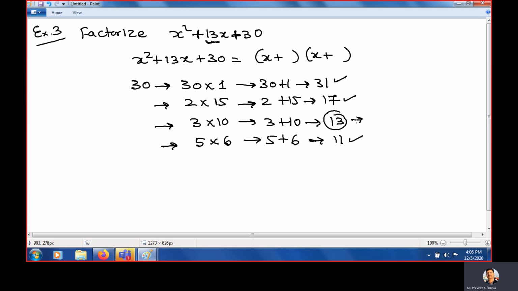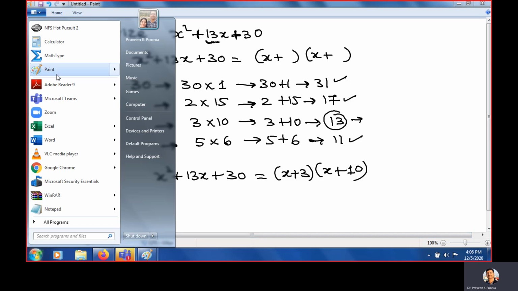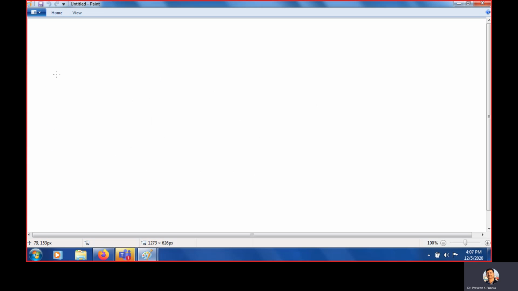Okay, so what is the answer? The answer is x square plus 13x plus 30 is equal to x plus 3 and x plus 10. This is the answer. So it is not a very difficult one. You only need to understand what process we are doing. Okay, now we are going to study case 2.